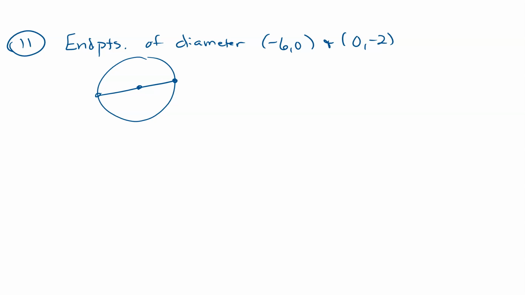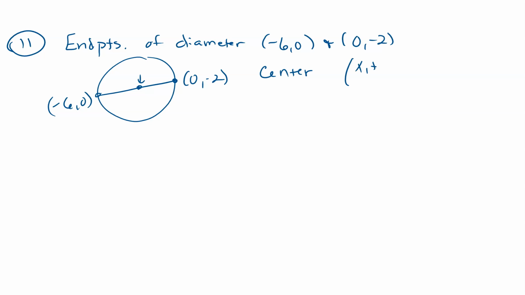First of all, if I have my two values here, and I didn't draw this to scale, but let's just say this was negative 6, 0, and I got 0, negative 2. Totally not drawn correctly, but go with this for right now. I could find the center using the midpoint formula. So to find the center, I'm going to use the midpoint formula.